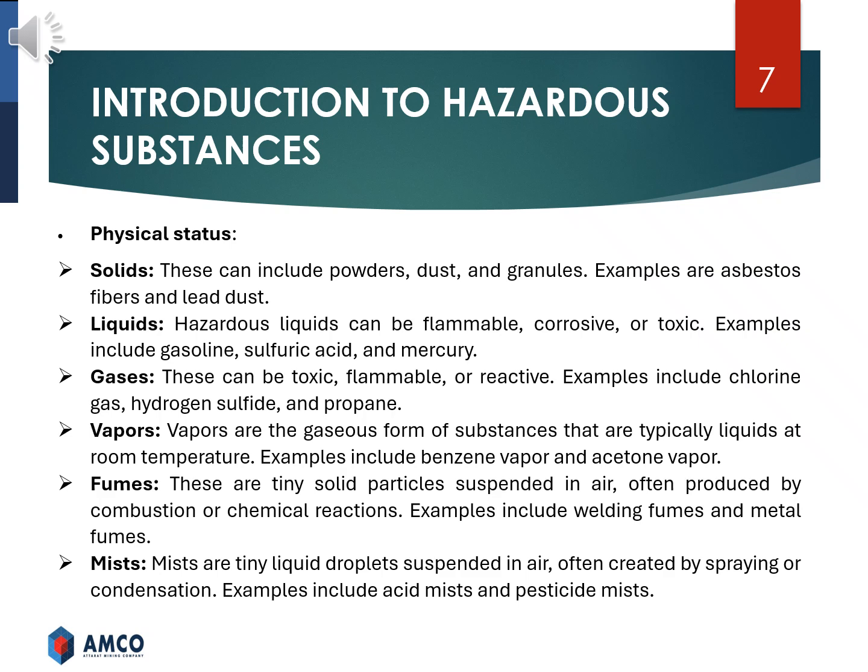Liquids: hazardous liquids can be flammable, corrosive, or toxic. Examples include gasoline, sulfuric acid, and mercury. Gases: these can be toxic, flammable, or reactive. Examples include chlorine gas, hydrogen sulfide, and propane. Vapors: vapors are the gaseous form of substances that are typically liquids at room temperature. Examples include benzene vapor and acetone vapor.